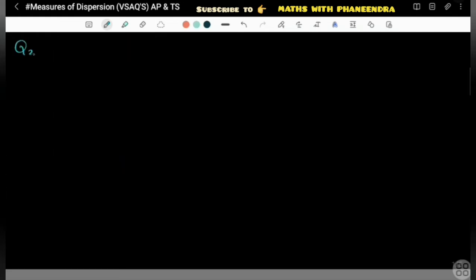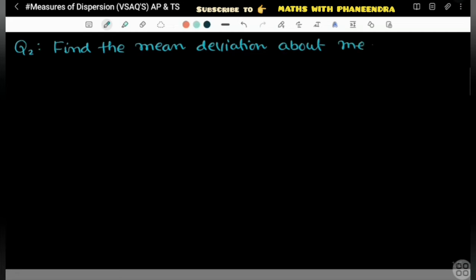Question number 2: find the mean deviation about the median for the data 4, 6, 9, 3, 10, 13 and 2.